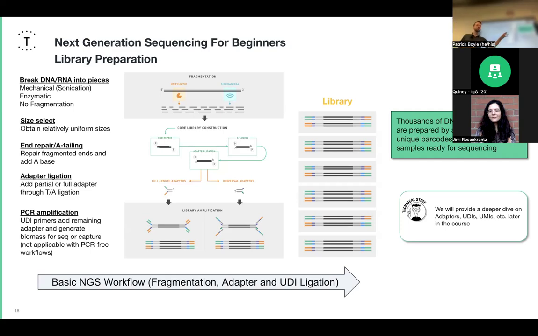I'll go into UDIs a little bit, probably either later today or tomorrow. The UDI is a little bit more complicated, and I really want to drive that home. So I'll have a whole section on that.